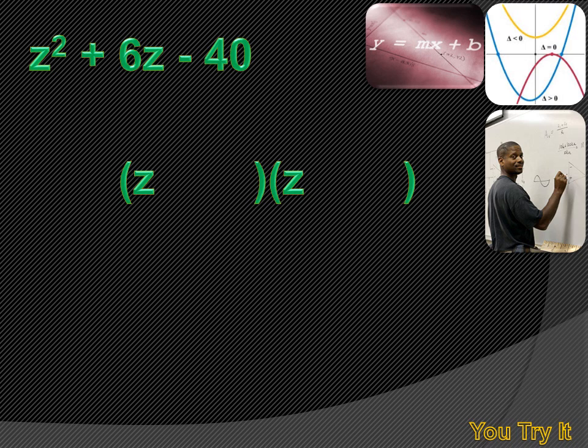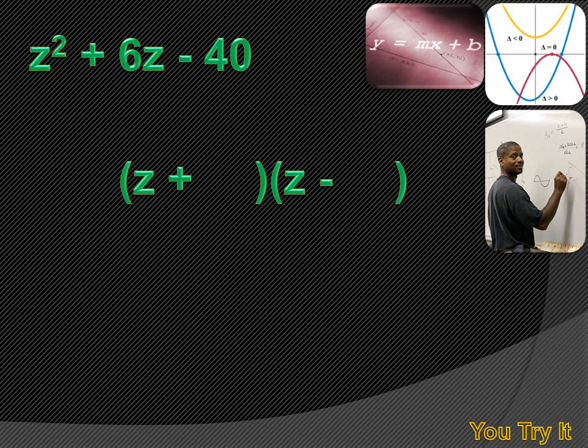My c term is minus 40. That means that one of my c factors is going to be negative, and one of my c factors is going to be positive. So I'm going to have a plus sign in one of the brackets and a minus sign in the other bracket. And since both brackets just have a single z in them, it doesn't matter which one I put the plus sign in and which one I put the minus sign in.